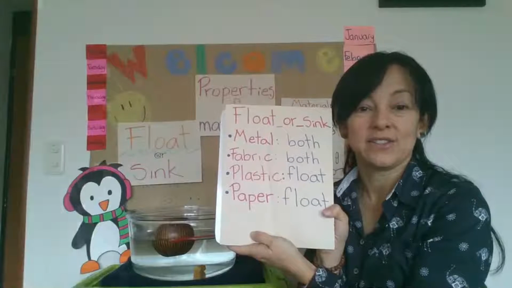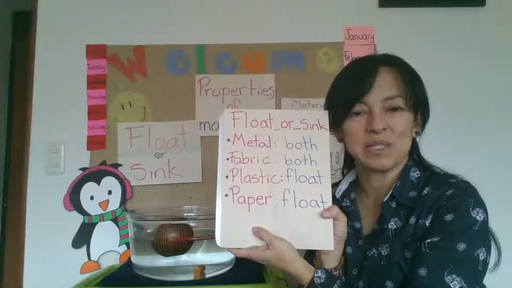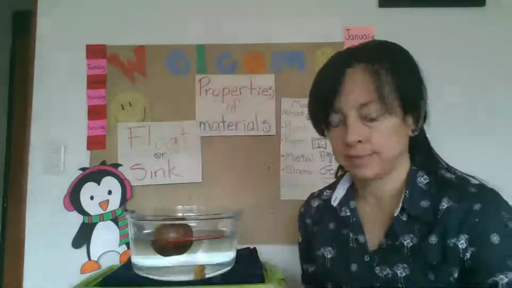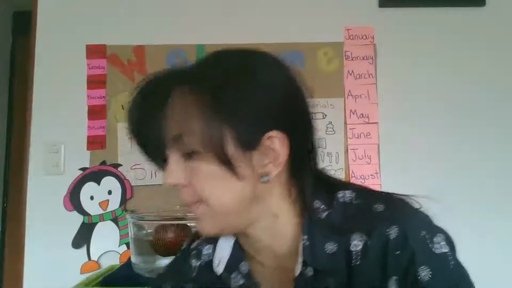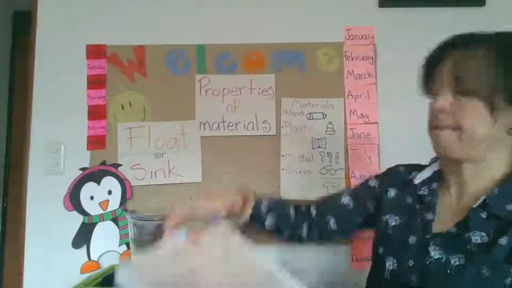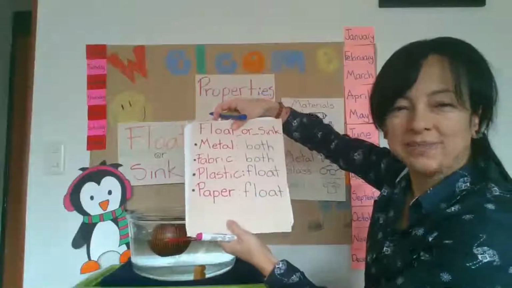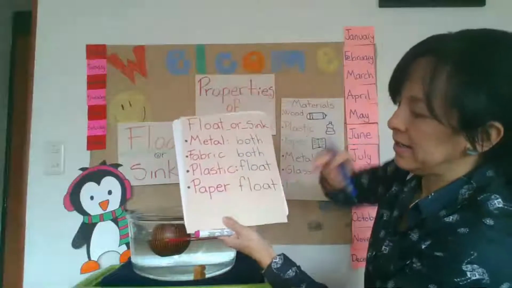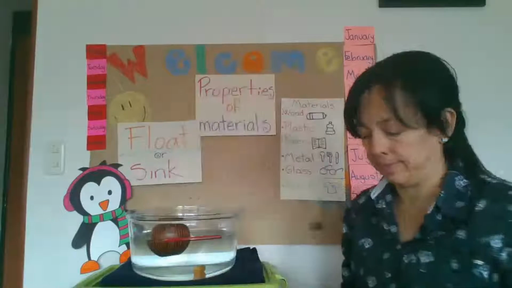Okay. So let's write wood. Our next material was wood. I use the pink and the blue one. Okay. So here, did you find this one? Okay. Here, next to paper, we are going to write wood.